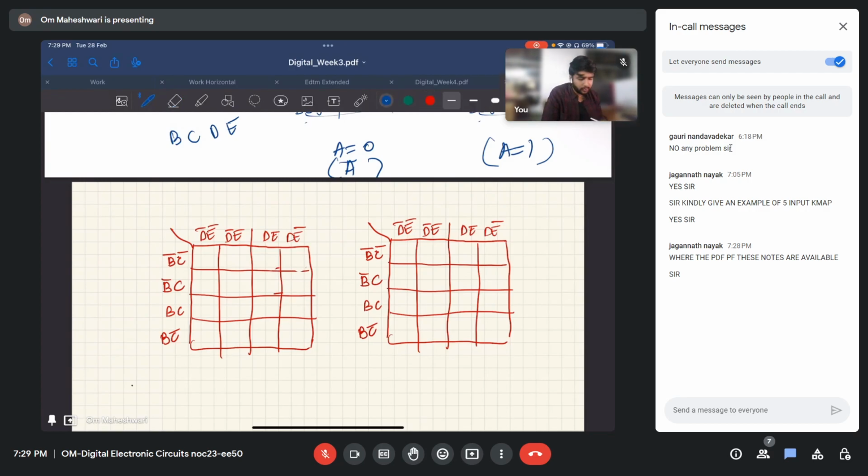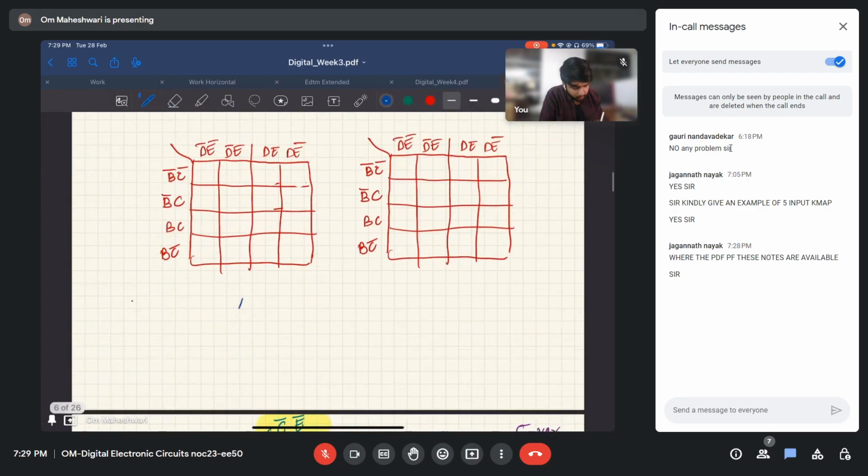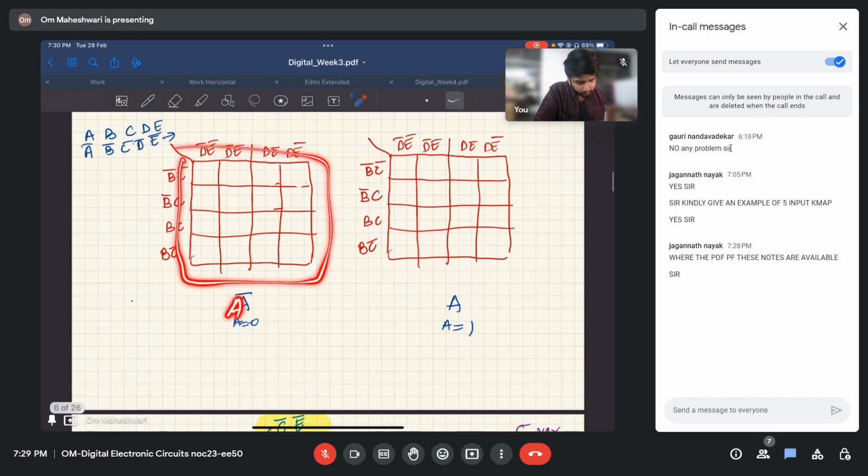Okay, so I said I draw two K maps, one for A bar and one for A, that is A equal to 0 and A equal to 1. Now I have to fill the numbers, right? So how do we fill numbers? When A bar, B bar, C bar, D bar, E bar, then it is 0. For all these 16 blocks, we always have A equal to 0. That is the A bar case. So numbering we will have like this only.